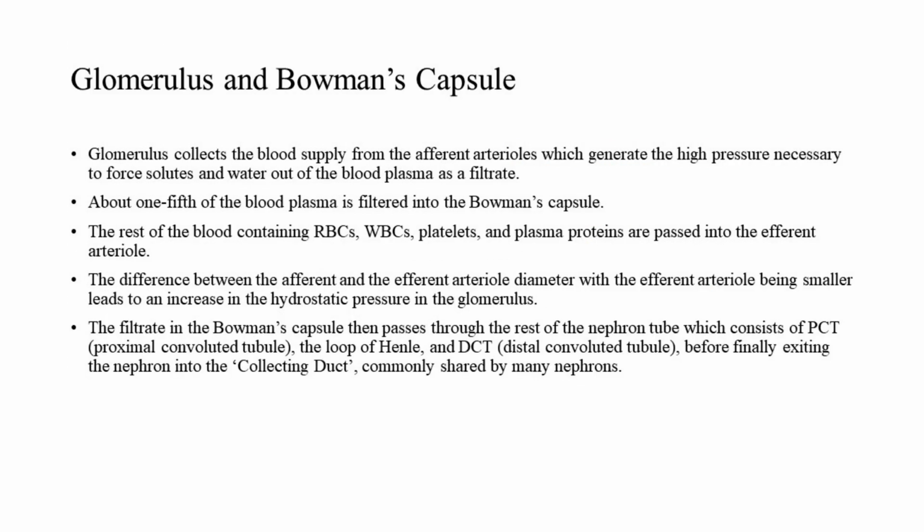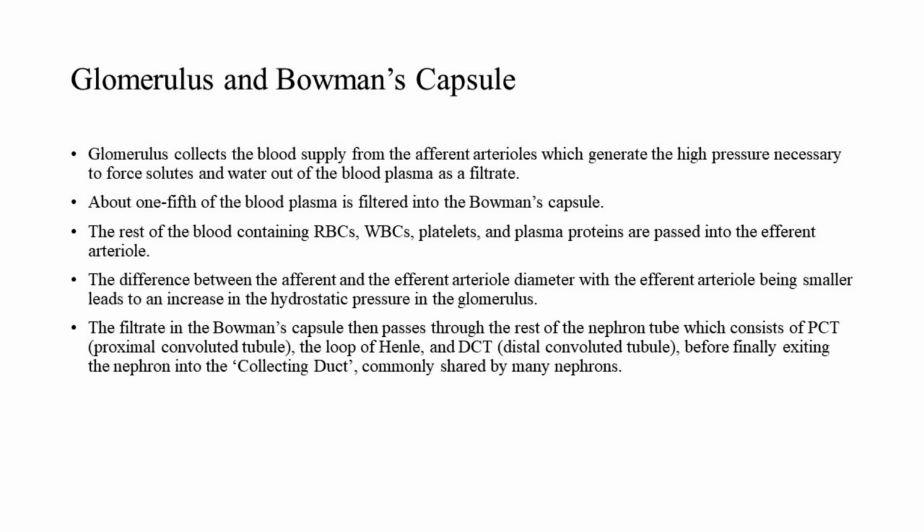Glomerulus collects the blood supply from the afferent arterioles, which generate the high pressure necessary to force solutes and water out of the blood plasma as a filtrate. About 1/5 of the blood plasma is filtered into the Bowman's capsule. The rest of the blood containing RBCs, WBCs, platelets, and plasma proteins are passed into the efferent arteriole.